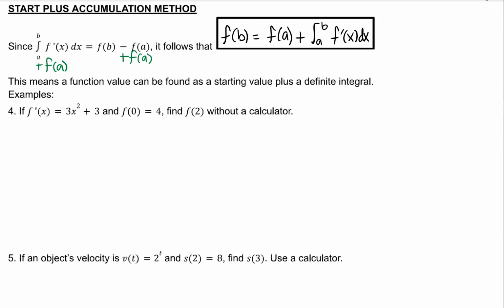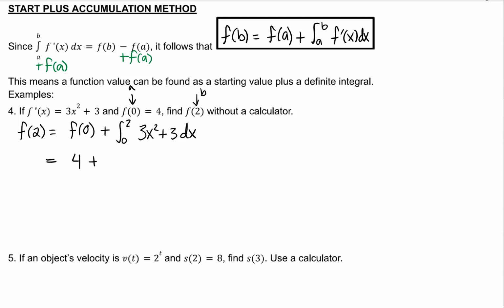Here's the derivative, not the function, and here's one function value, and they're asking for another function value. So here is my lower limit, here is my upper limit. So they want me to find f of 2 by taking f of 0 and adding the definite integral from 0 to 2 of f prime. F of 0 is 4, so I'll plug in 4.